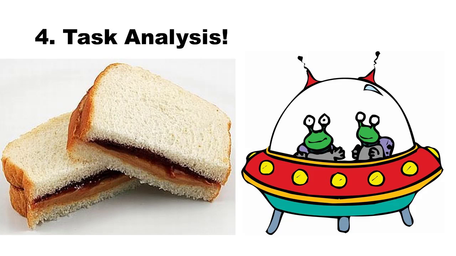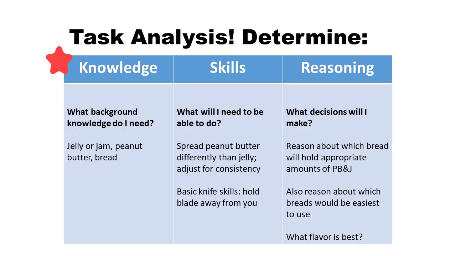Say I'm trying to teach an alien how to make a peanut butter and jelly sandwich. Now, if my alien is to be successful, it's going to need some background knowledge. You got to know what peanut butter is, what jelly is, what bread is, right? And then you need some skills, eye-hand coordination, in addition to some basic knife skills like which end goes up.